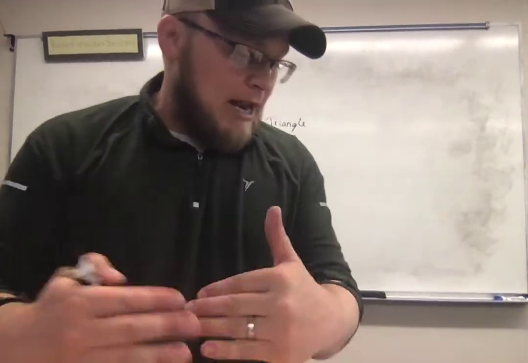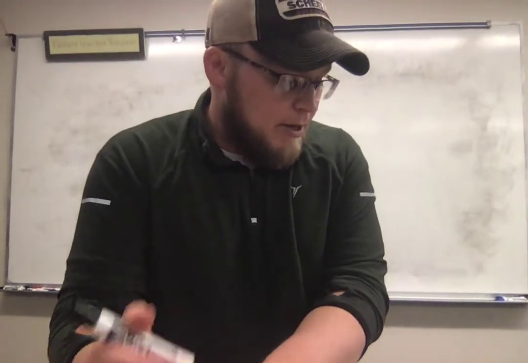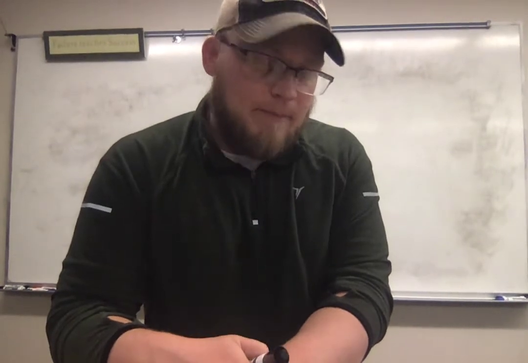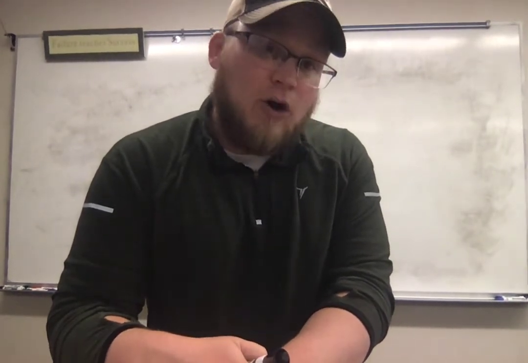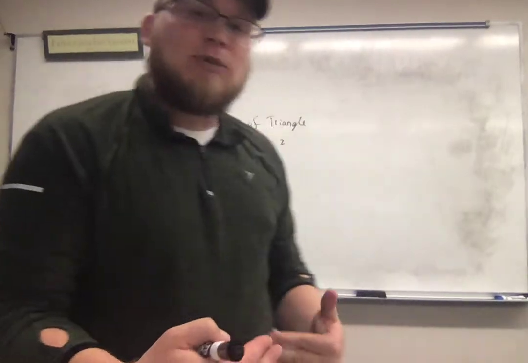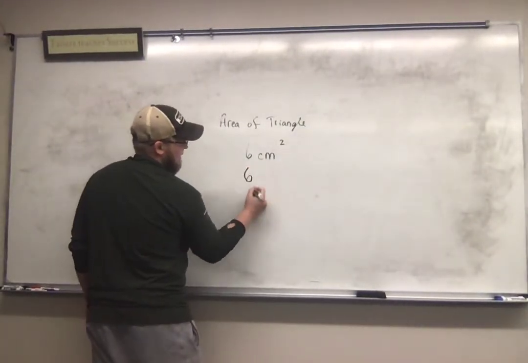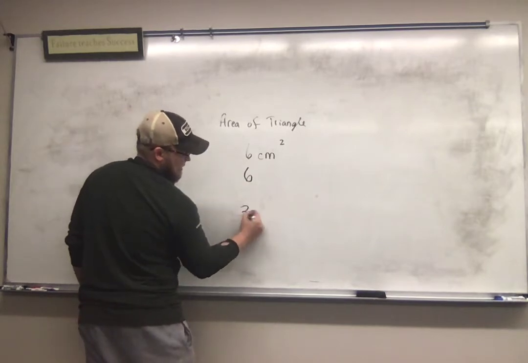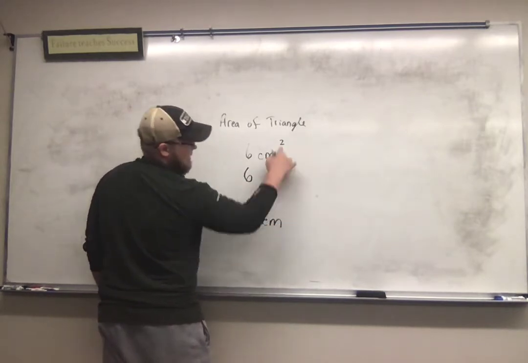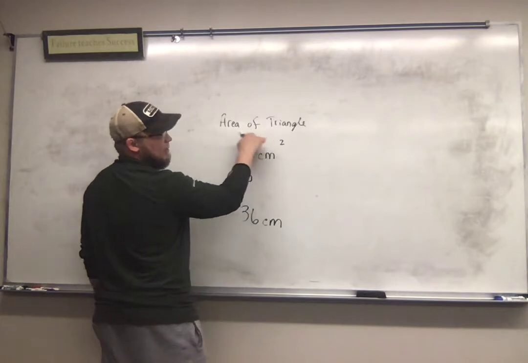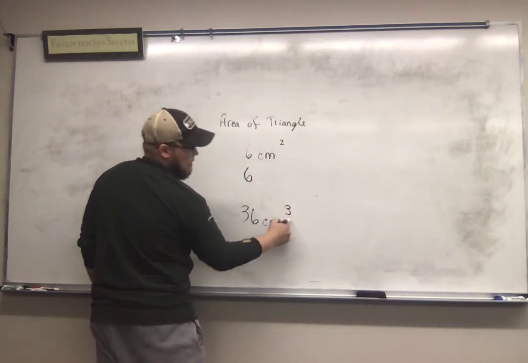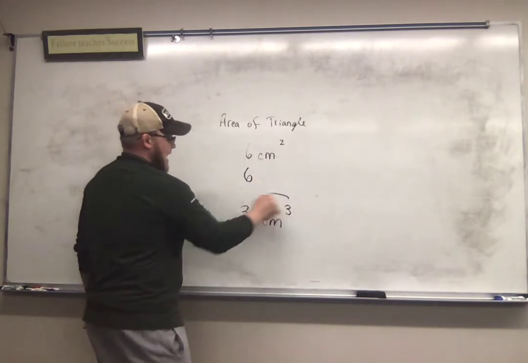Now, if we flip that up and the triangle is laying flat on the bottom, the height of that is going to be 6. That is where you times it by the height. So it really ends up becoming 6 times 6, which now becomes 36 centimeters, and it's not squared anymore because that's area. It's cubed, or that little 3.